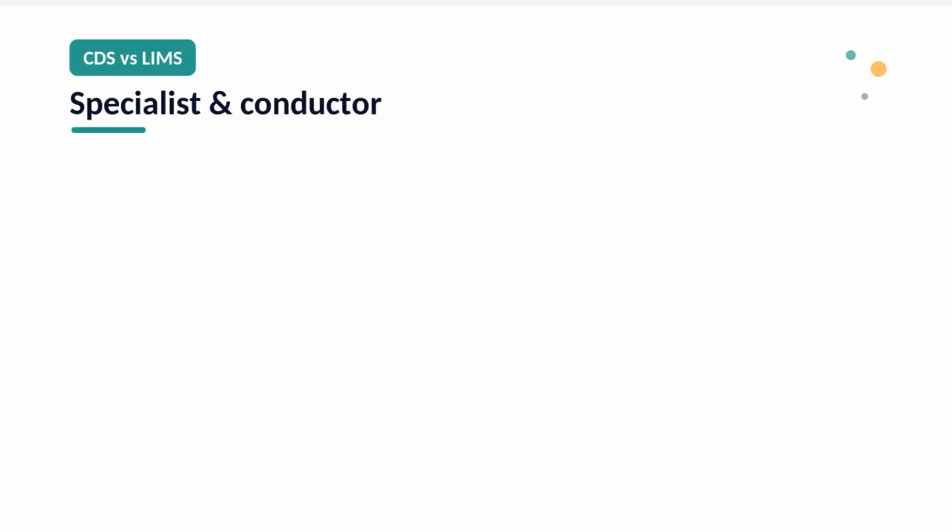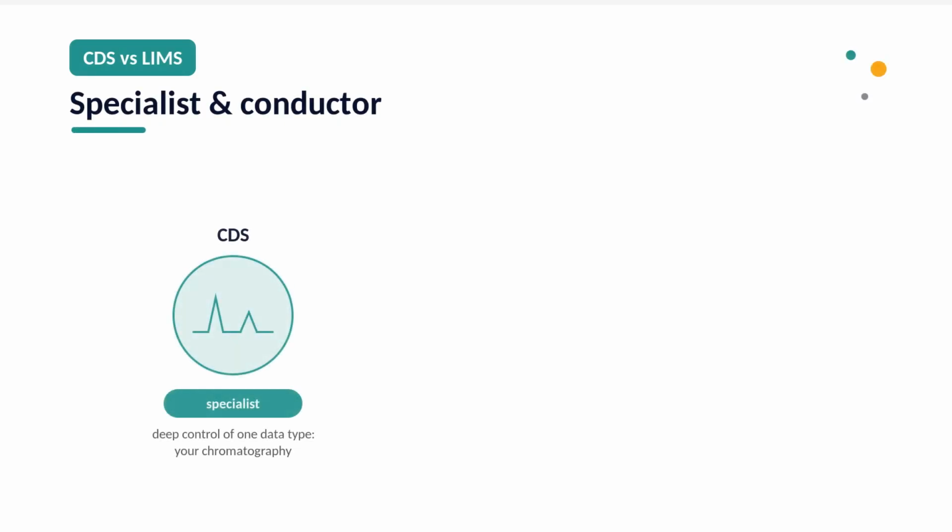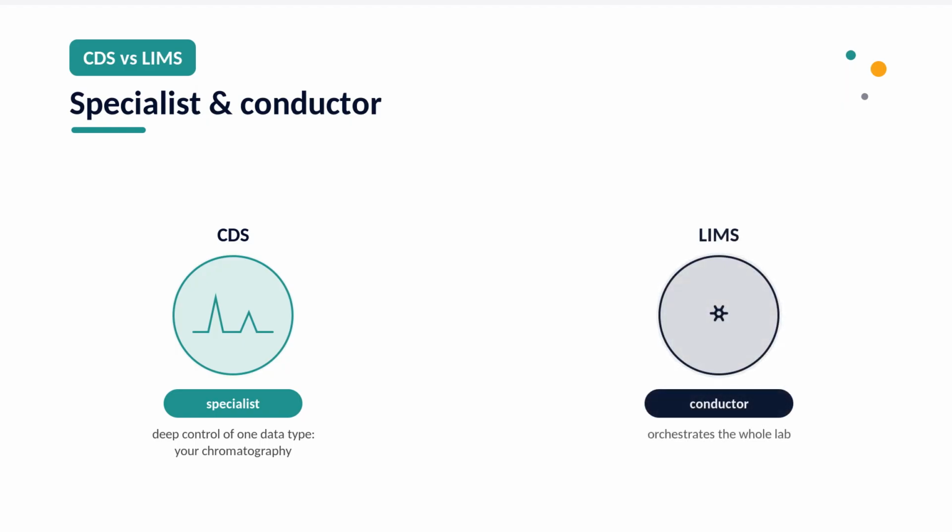How does this relate to the chromatography data system from earlier? A CDS is a specialist. It gives deep, expert control over one kind of data, your chromatography. A LIMS is the conductor. It orchestrates information across the entire laboratory. They aren't rivals, they integrate.